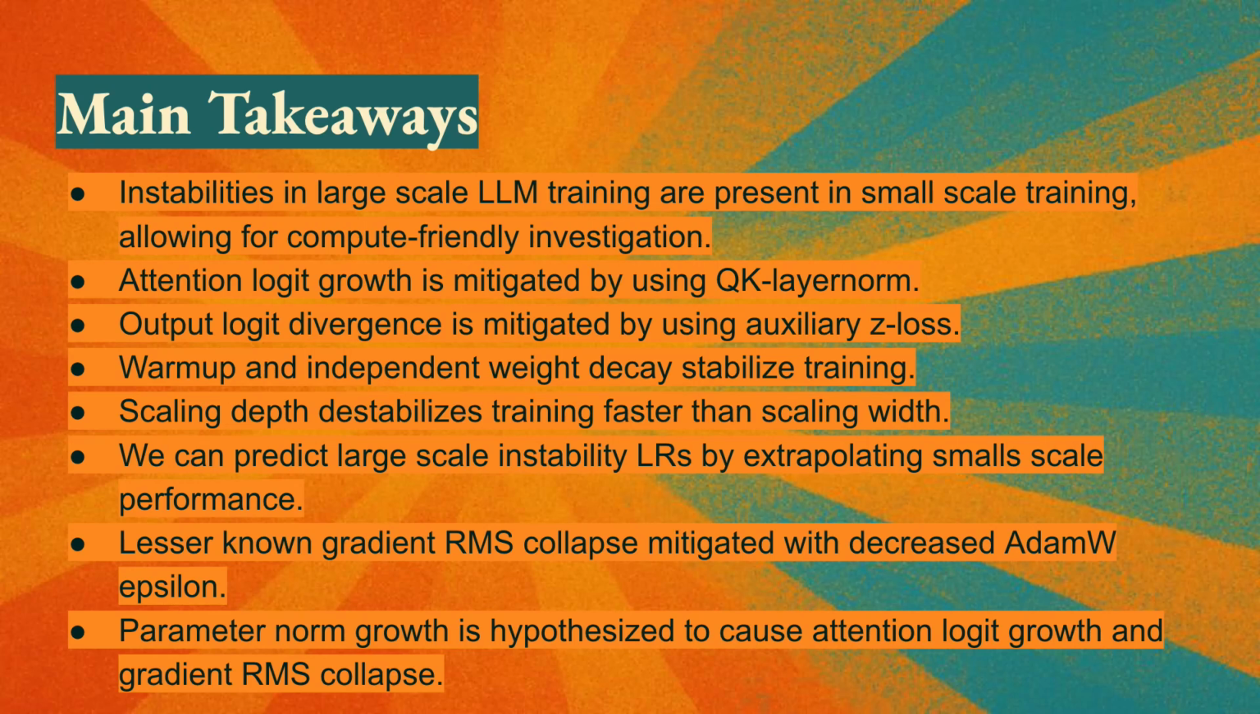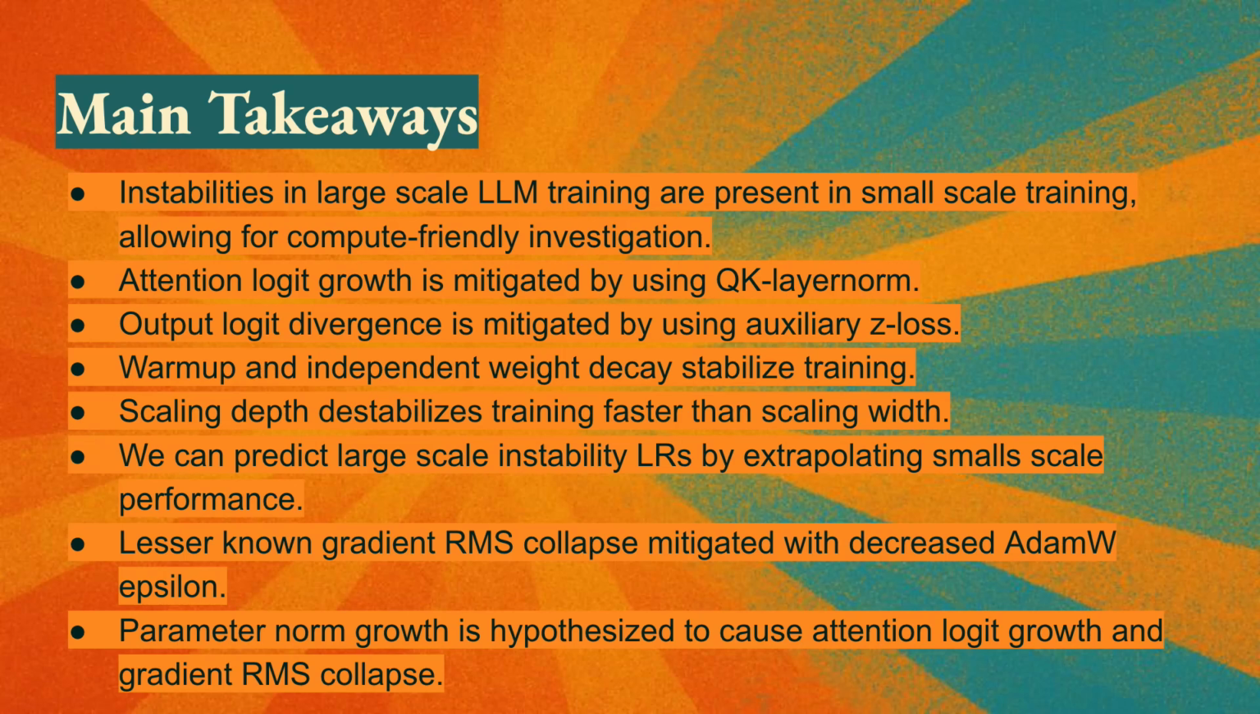So I came away with these 8 takeaways. Number 1, which is the main one, is that instabilities in large-scale LLM training are present in small-scale training, allowing for compute-friendly investigation. And this is a massive benefit for LLM research in general. Attention logit growth is mitigated by using QK-layernorm. Output logit divergence is mitigated by using auxiliary z-loss.